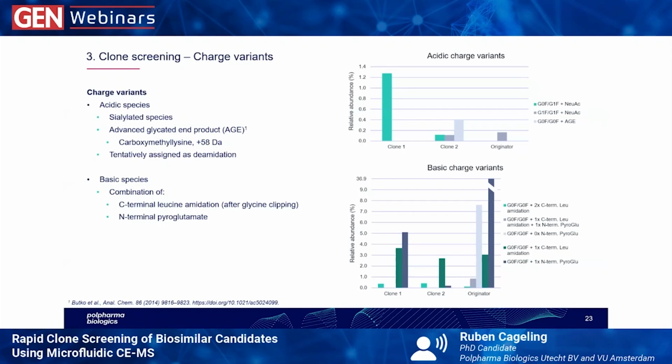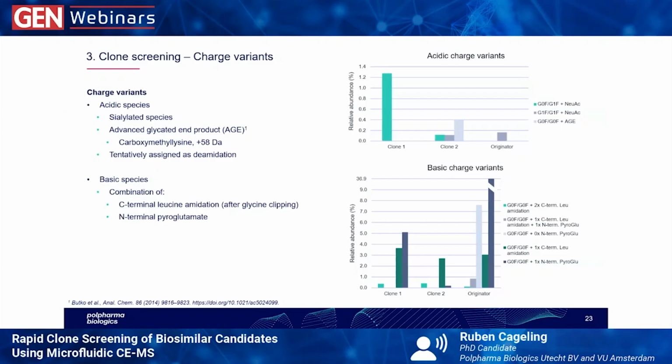And of course, we also found deamidation, but because of the very small mass shift of only 0.98 Dalton, it was very hard to accurately quantify it. And if you really want to locate, of course, where it is, it's better to do a peptide mapping.